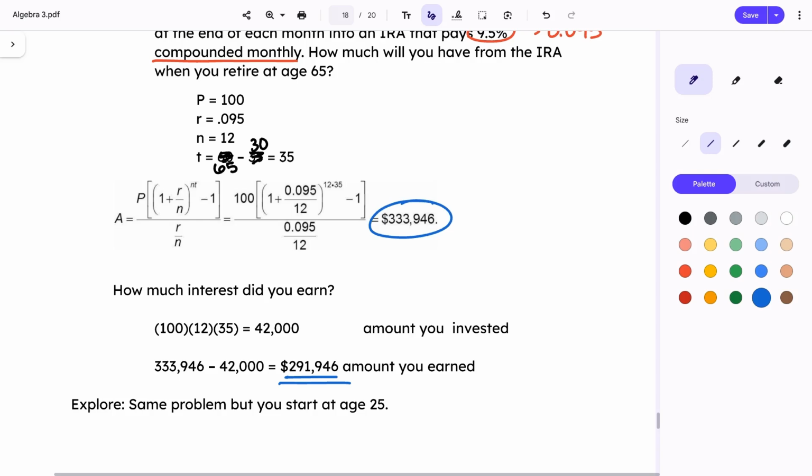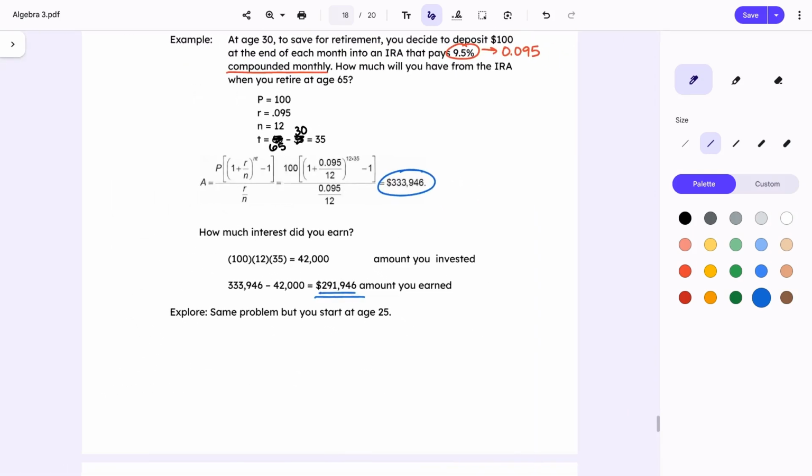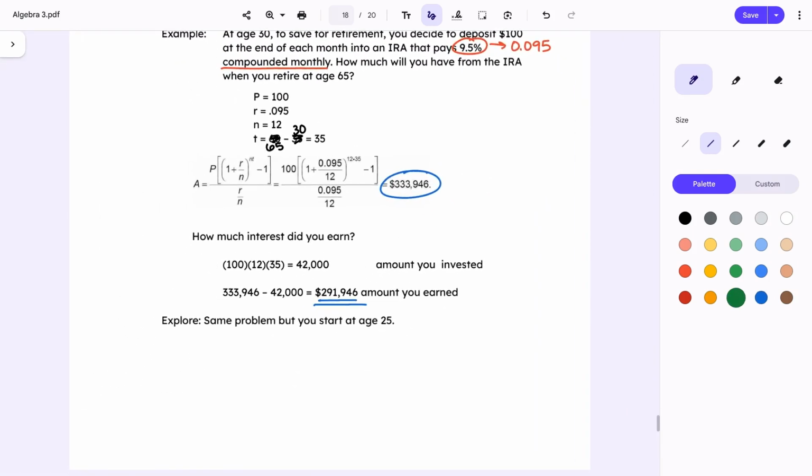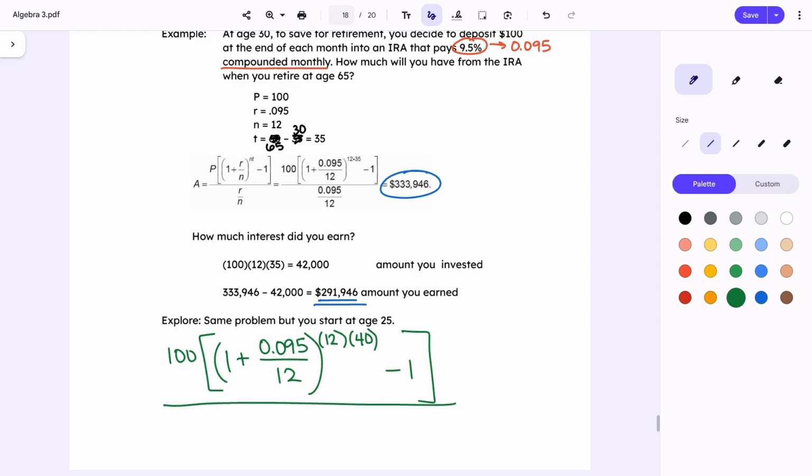Underneath that it says same problem, but let's say we start 5 years earlier. We're starting at year 25 instead of year 30, so it'll be 40 years to invest. A lot of this is going to look the same. It's still going to be 100 times 1 plus 0.095 all over 12. None of that has changed. Raise it now to the 12 times 40 because we're starting 5 years earlier. And then this is minus 1 all over 0.095 divided by 12.